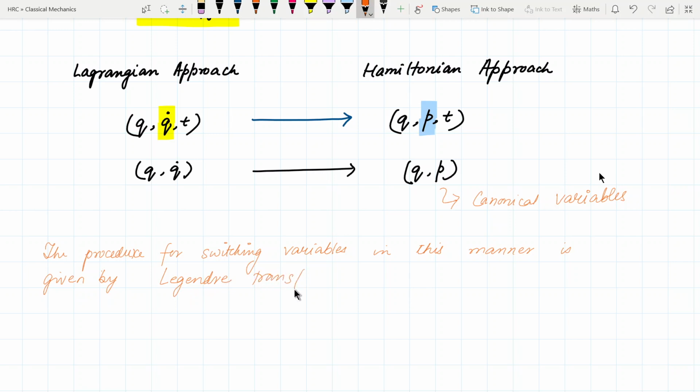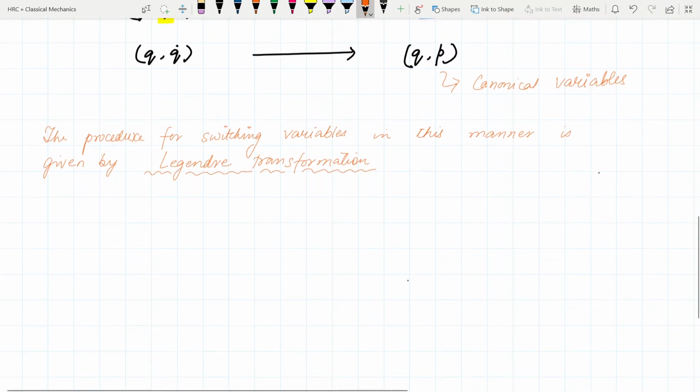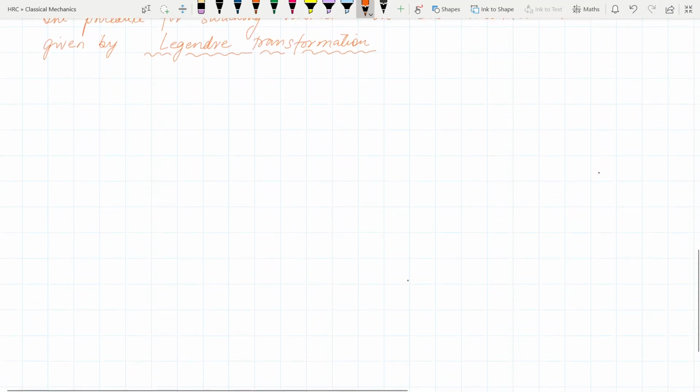Let me show you an example, okay? Legendre transformation. So let's move ahead then. Let me show you how we can transform Q dot to P using Legendre transformation. For that we're going to suppose two variables. So velocity, momentum is not, just two variables.